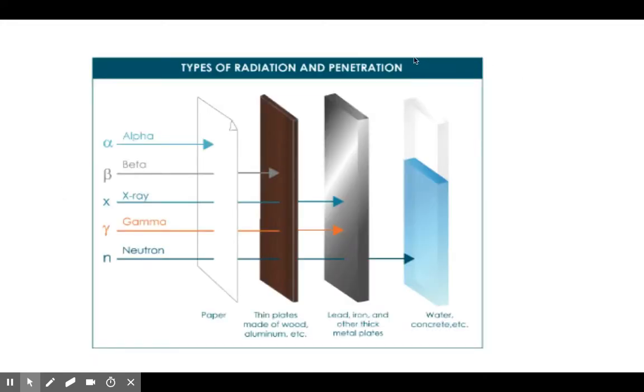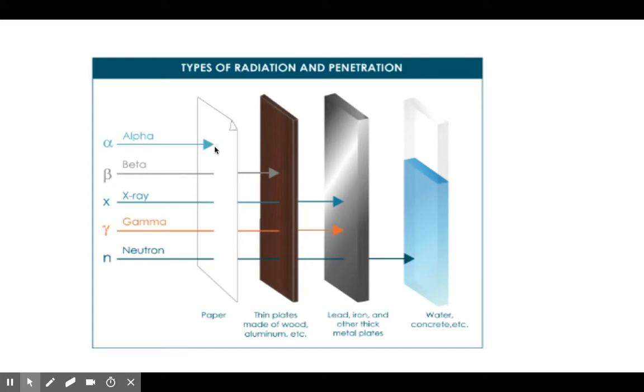We'll look at today 5 types of nuclear decay. In this slide, we begin with alpha radiation. Here's the Greek symbol. Beta radiation, Greek symbol. X-rays, gamma radiation, Greek symbol, and neutrons. Let's talk about alpha radiation first.